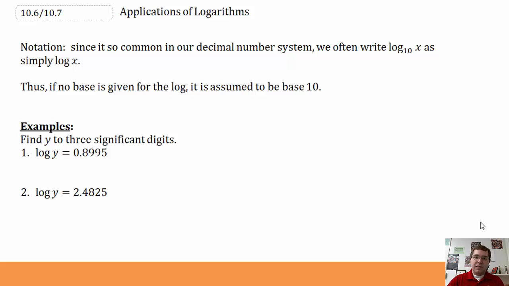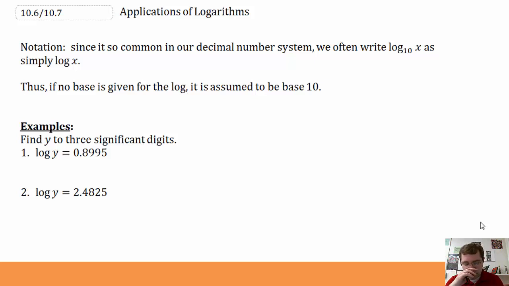This is sections 10.6 and 10.7 of Honors Algebra 2, Applications of Logarithms. Some notation before we begin. Since it's so common in our decimal number system, our base 10 number system, we often write the log base 10 of x as simply the log of x. Thus, if no base is given for the log, it is assumed to be base 10.